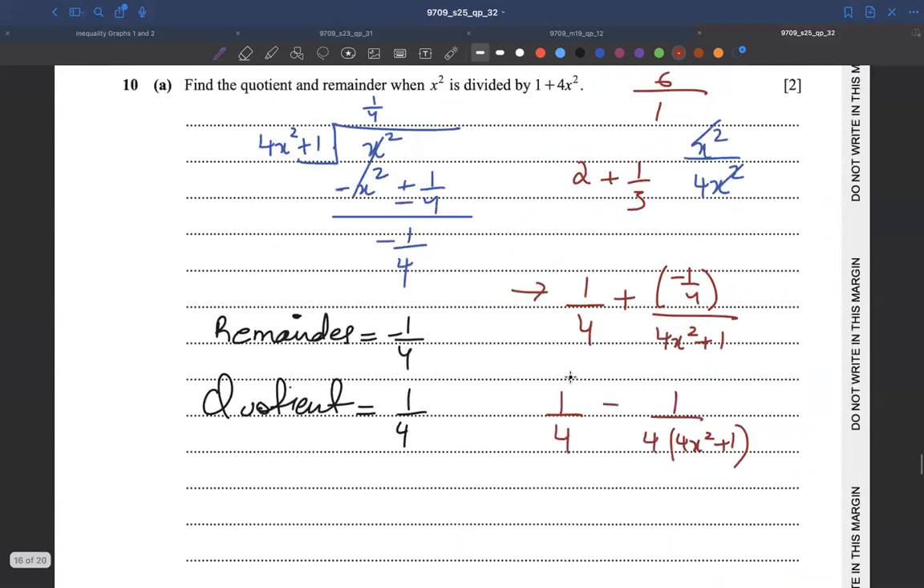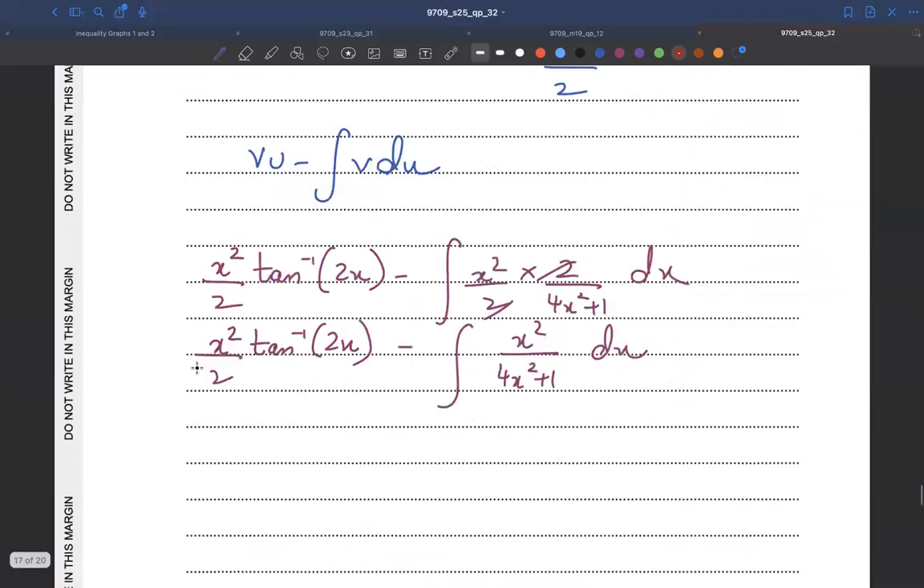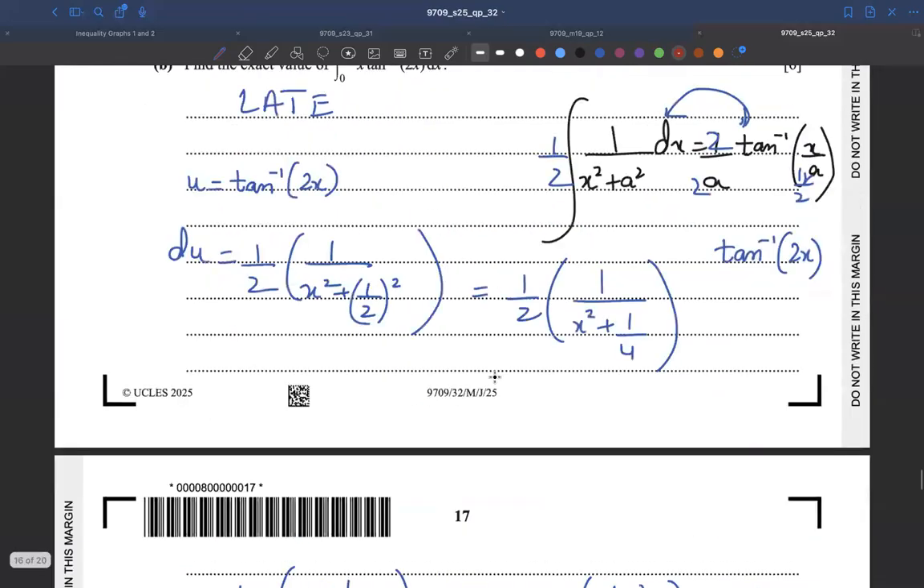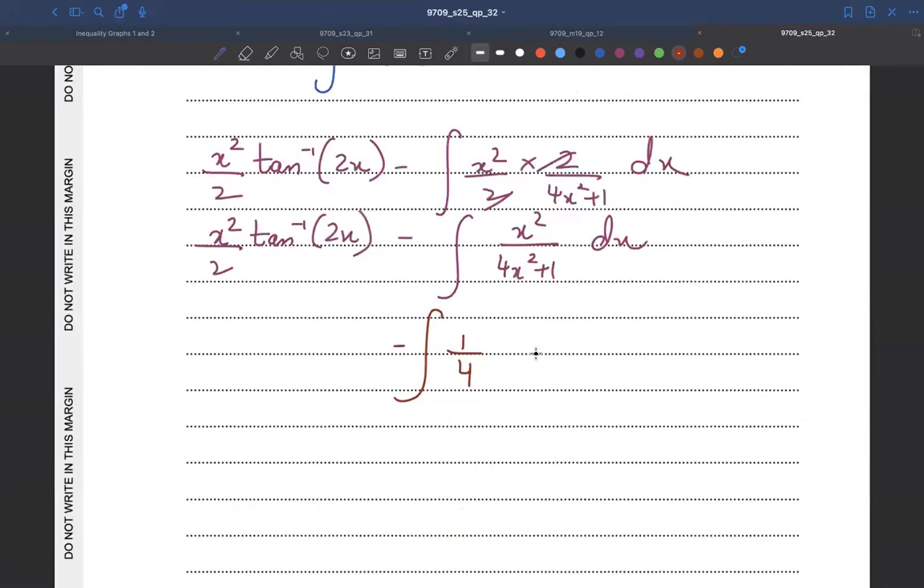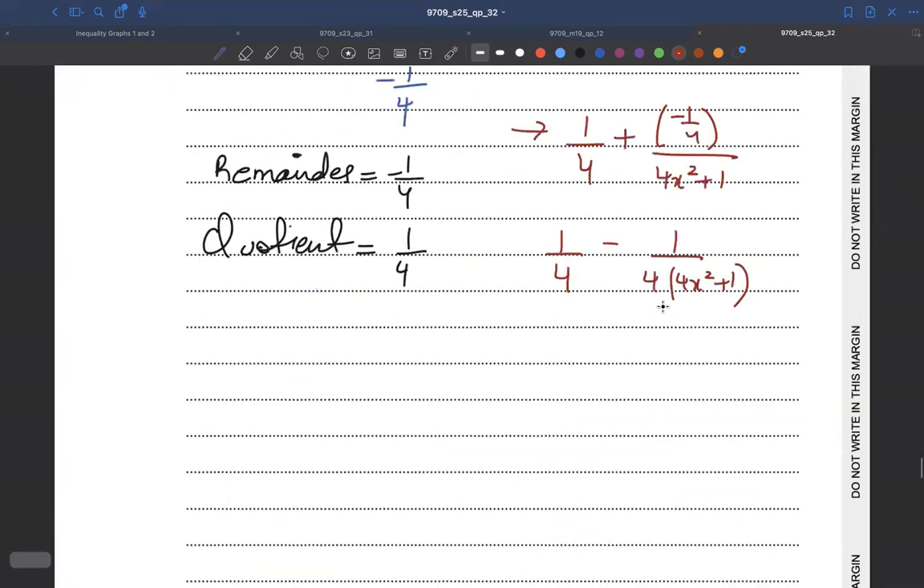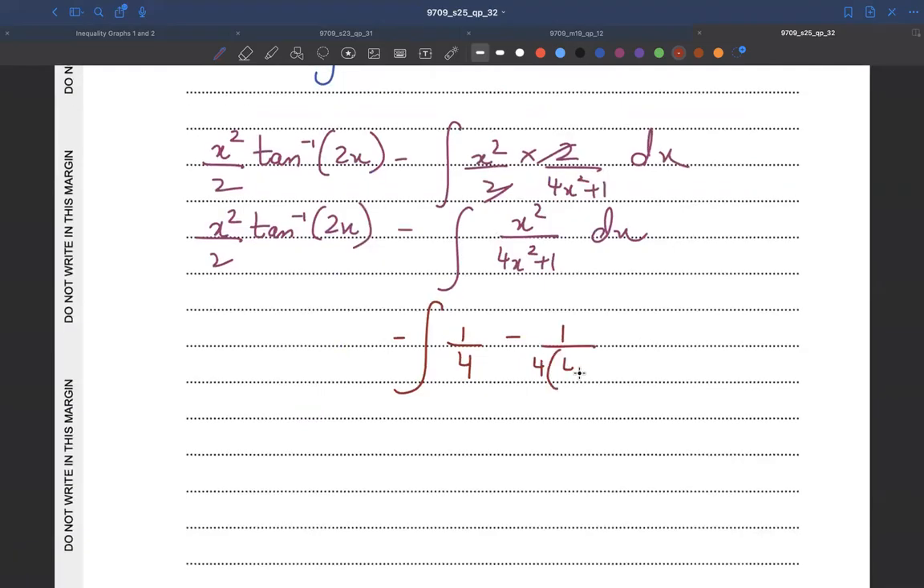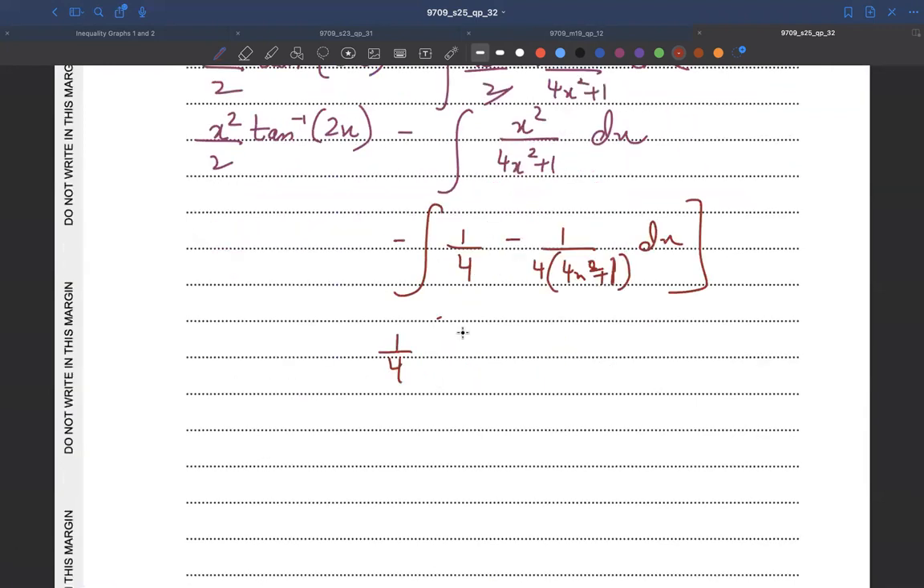So in place of this expression, we can write it, with the minus and the integration sign, as 1 upon 4 minus 1 upon 4 into 4x square plus 1 dx. We can take the 1 upon 4 common outside to make things easier. We'll get 1 minus 1 upon 4x square plus 1. That is the term we have to integrate now.